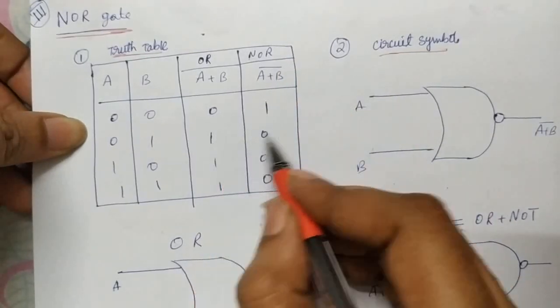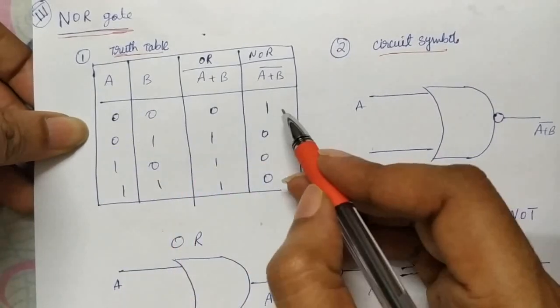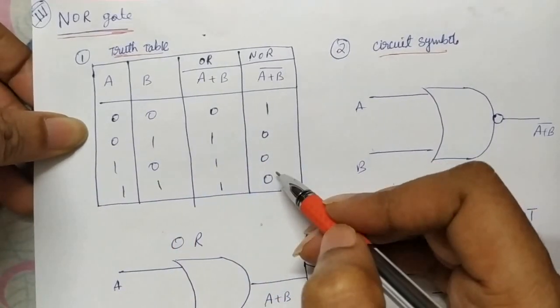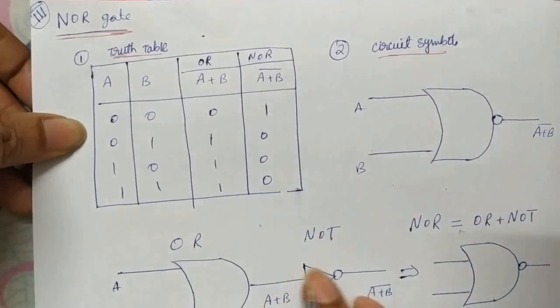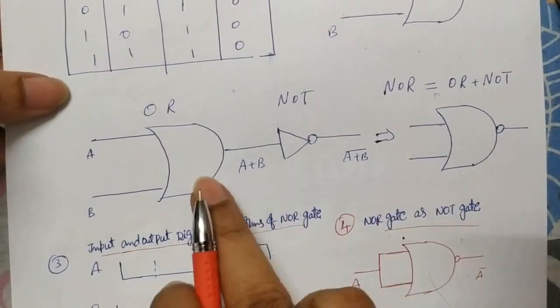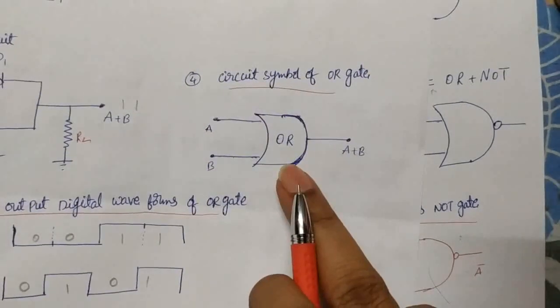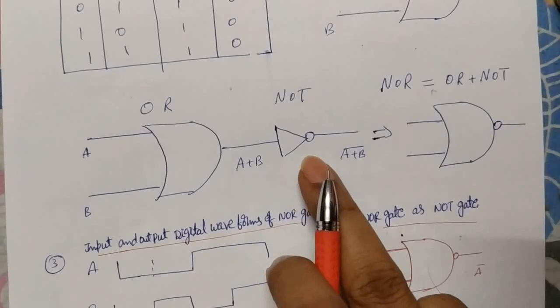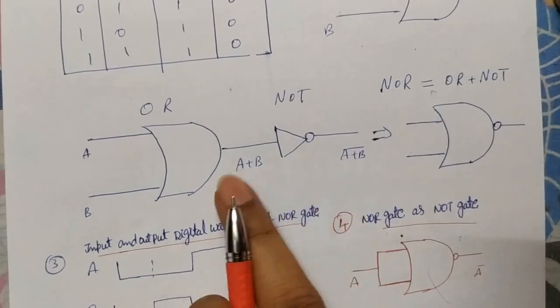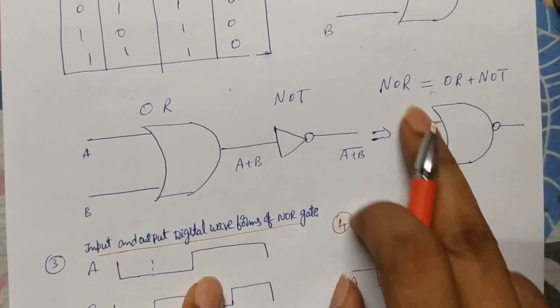0 means 1, 1 means 0 you are getting. So if all inputs are 0, then you get 1. In all remaining cases we get 0. That is about the NOR gate. To write a NOR gate, they took one OR gate, you know this is the symbol of the OR gate, and they add a NOT gate. So OR gate plus NOT gate combined is what we call the NOR gate.